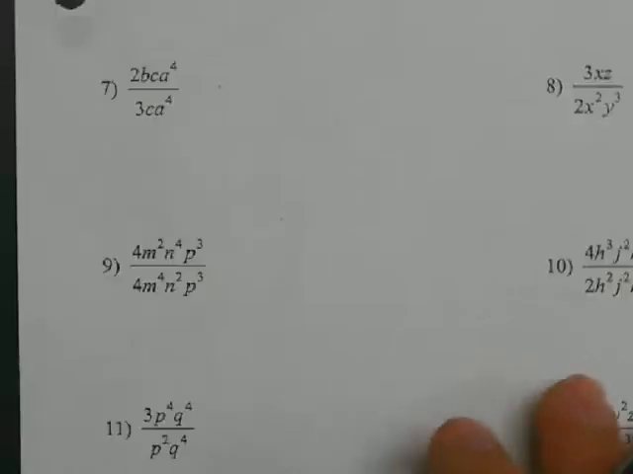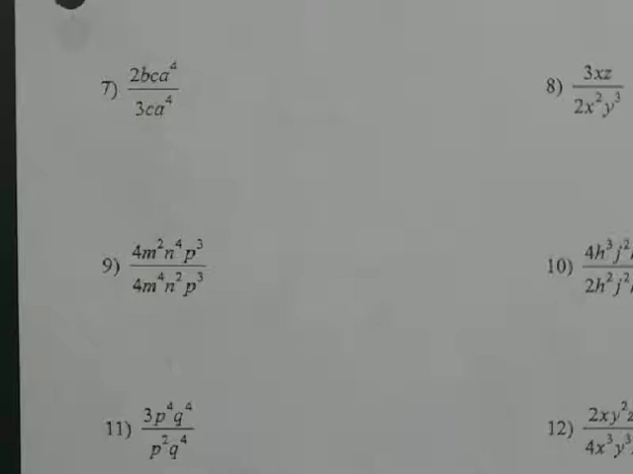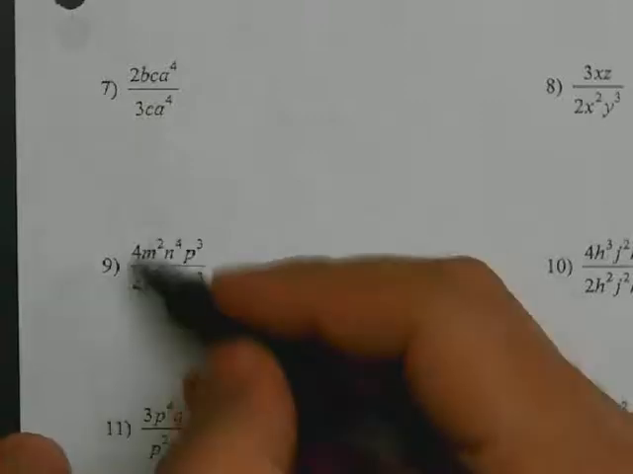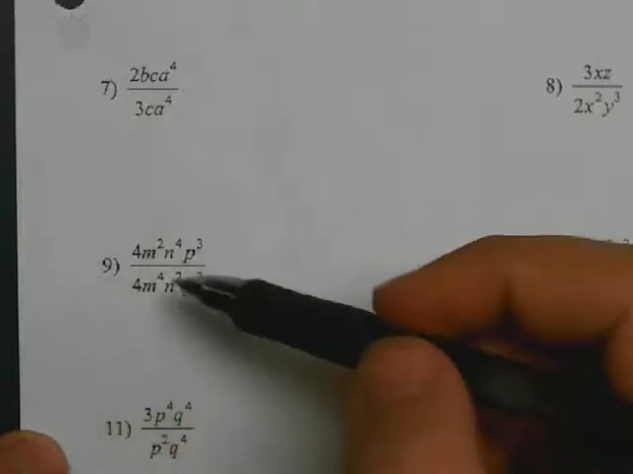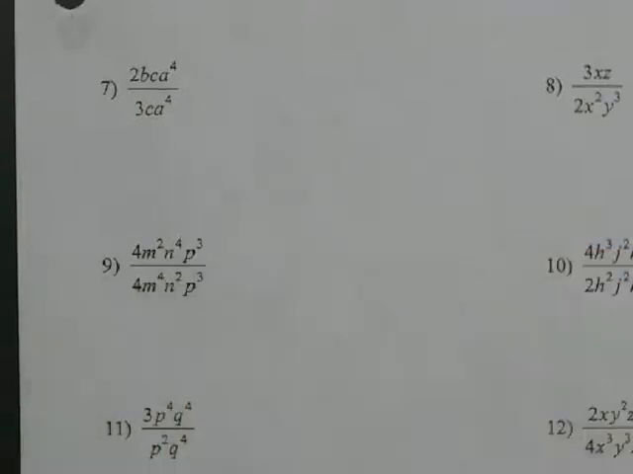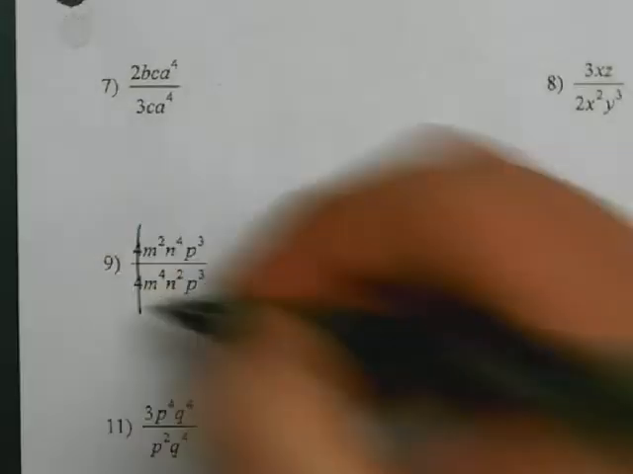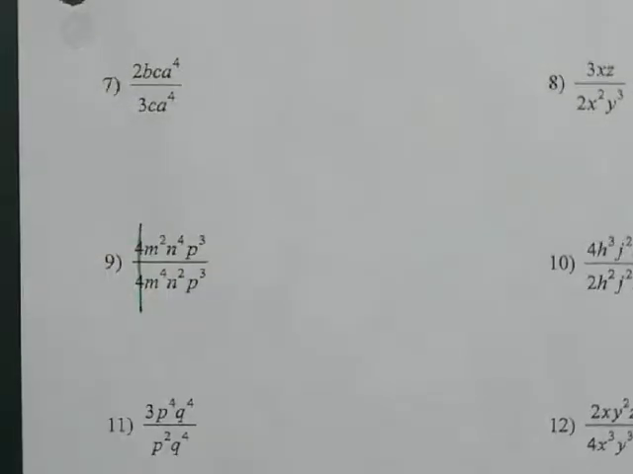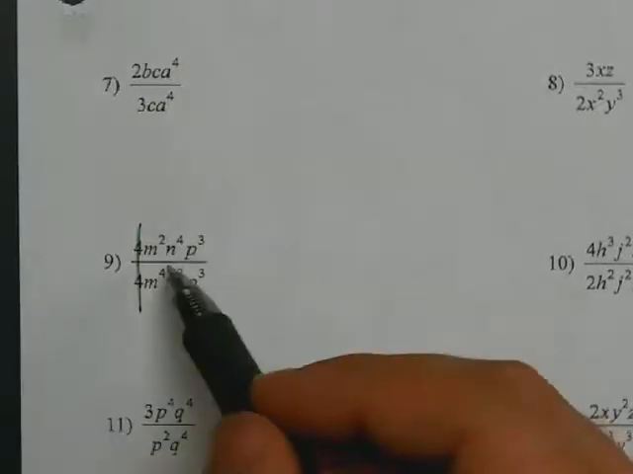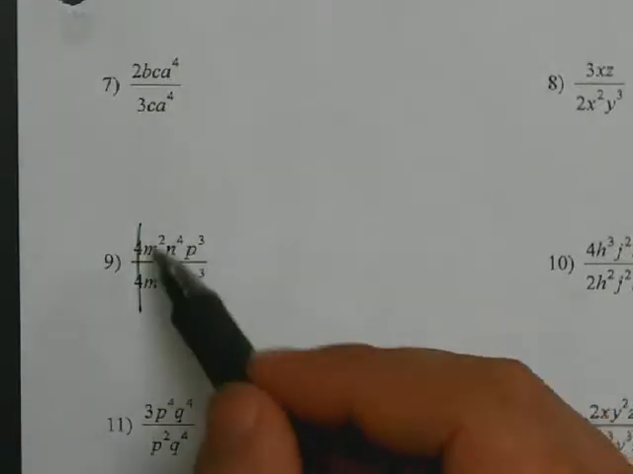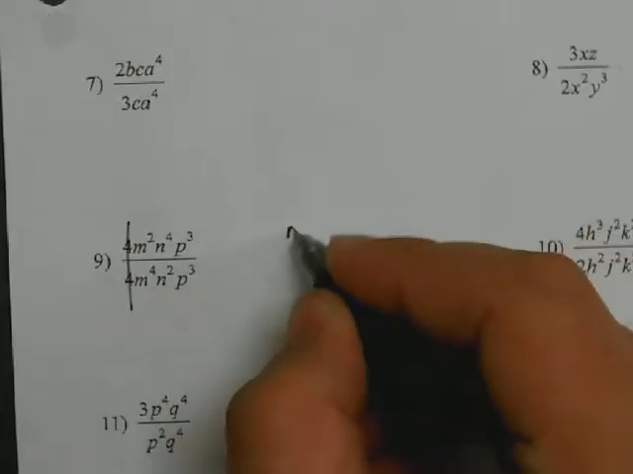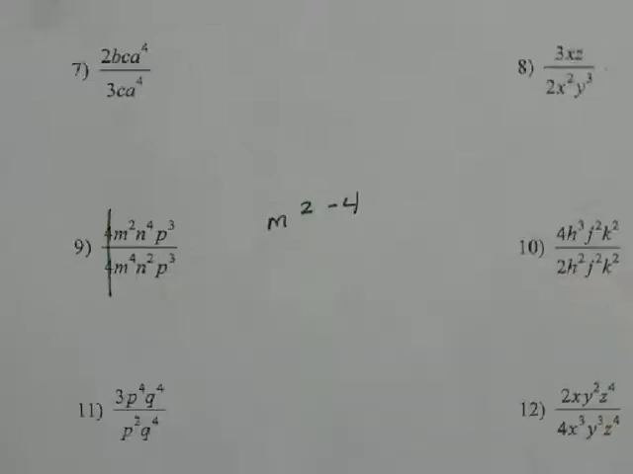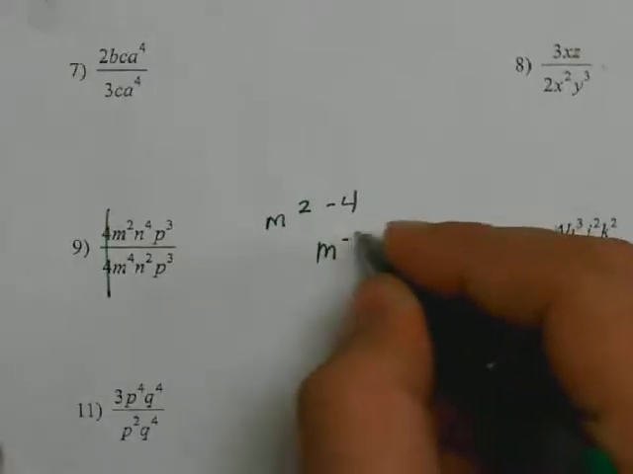Looking at number 9, 4m squared n to the 4th p cubed over 4m to the 4th n squared p cubed. So looking at 4 and 4, anytime you have the same thing in the numerator and in the denominator, you can simply cancel it. So 4 over 4 cancels because it's the same thing in the numerator and the denominator. All right. Now let's go again. Think about these as just individual problems, and you just have to simplify each one. m squared over m to the 4th becomes m to the 2 minus 4. Well, 2 minus 4 is m to the negative 2 power.